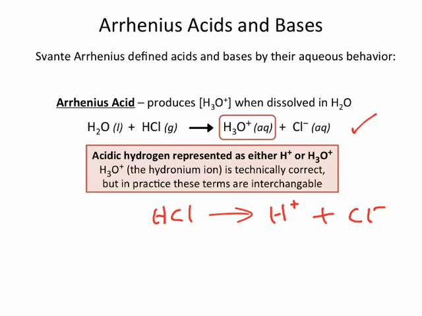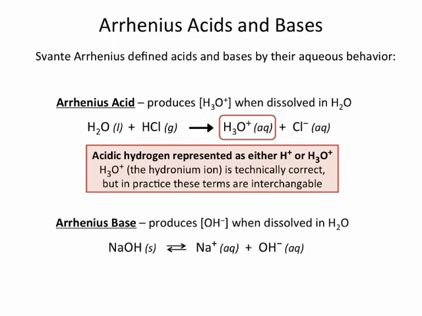When I first started teaching, I used this shorter method. But then I realized, if I'm going to do this, I might as well do it right. And so now I give this method. But just keep in mind that you'll still see both of these very commonly. Okay, so that's the Arrhenius acid. Then an Arrhenius base produces hydroxide anion when it's dissolved in water. So sodium hydroxide produces Na+, OH-.